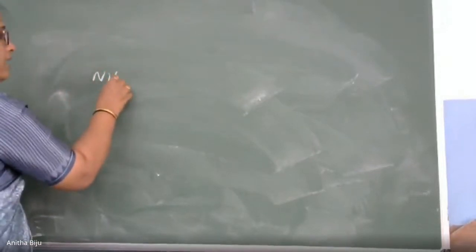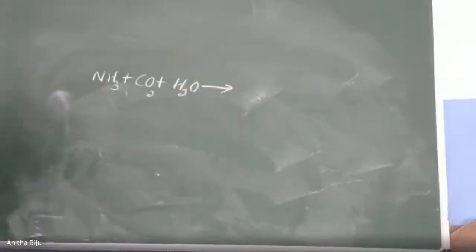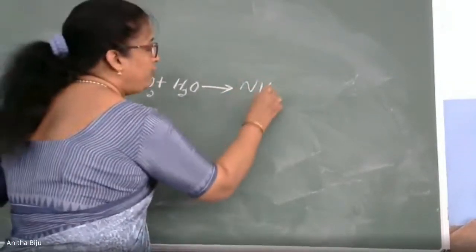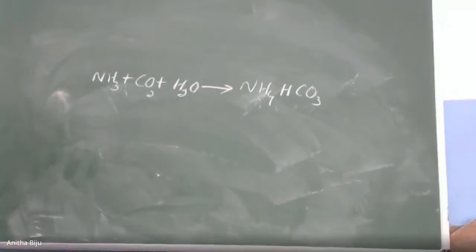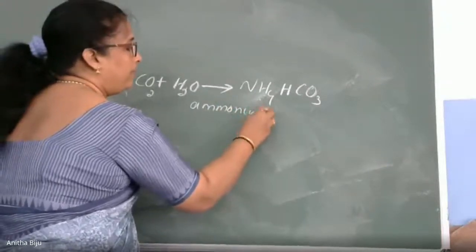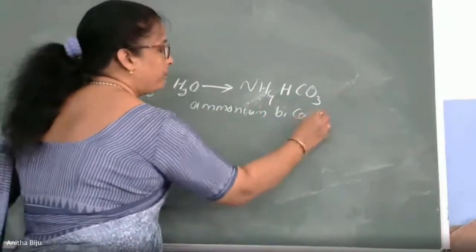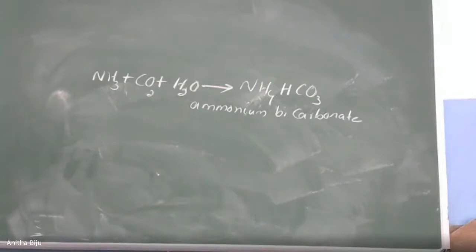First step contains 3 reactants: NH3 plus CO2 plus H2O. These 3 reactants combine together, forming a single product, NH4HCO3. And write down the name of the product, ammonium bicarbonate, or it is also known under the name ammonium hydrogen carbonate. Okay, so this is the first product obtained in the reaction mechanism.